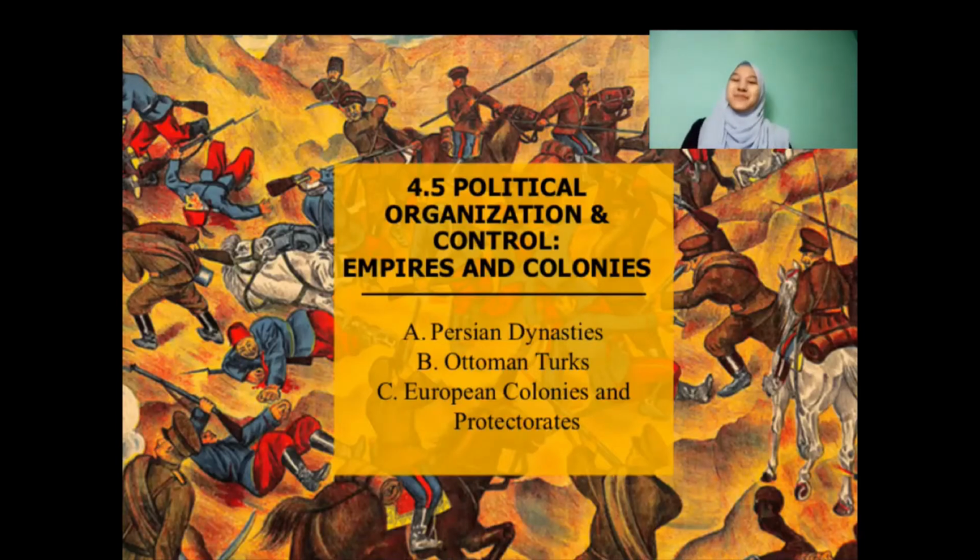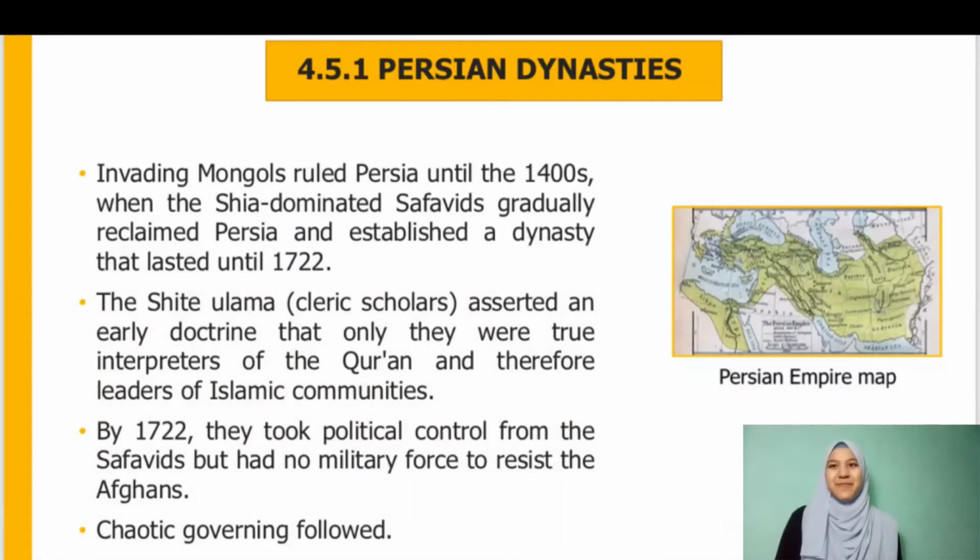We have come to the last part of this subtopic, which is politics, organization and control, empire and colonies. In this part, we will talk about the Persian dynasty, Ottoman Turks, European colonies and protectorates. Persian dynasty. Invading Mongols ruled Persia until the 14th century, when the Shah-dominated Safavids gradually reclaimed Persia and established a dynasty that lasts until 1722. The Shiite ulama asserted early doctrines that only they were true interpreters of the Quran, and therefore leaders of Islamic communities.